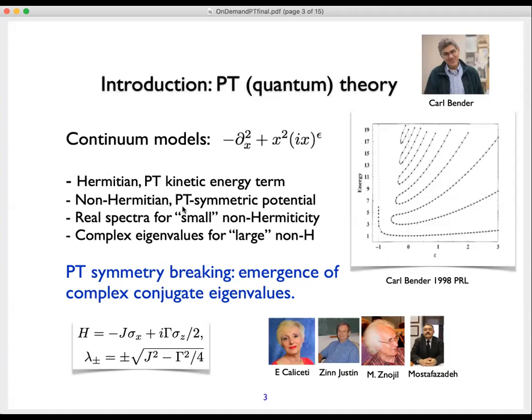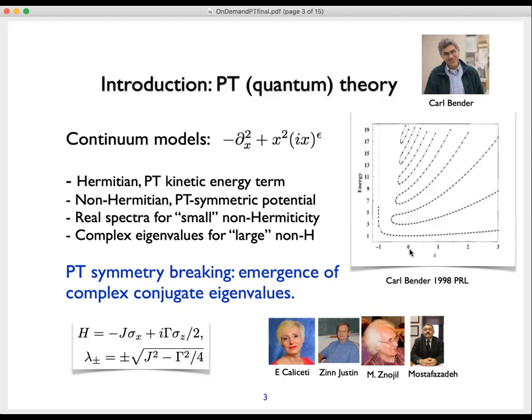And this PT part, the parity and time reversal part, is why the combination I times X or functions of I times X are being used here. Under parity, X will go to minus X. Under a time reversal, I will go to minus I. And so essentially, we are considering complex functions of a combination of variables which are invariant under this combined antilinear operation. And what was found was that the energy as a function of epsilon, basically.